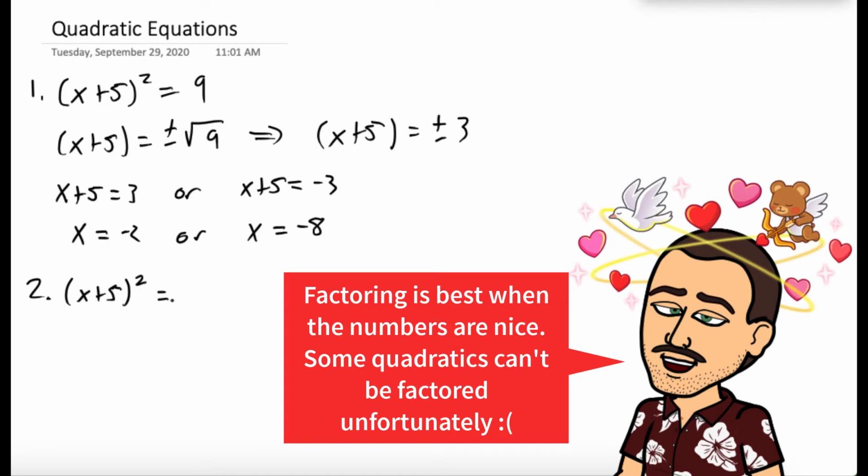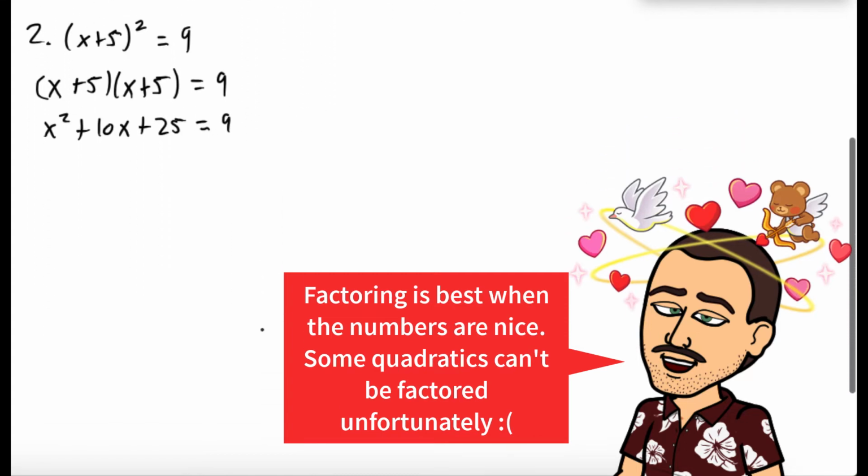So (x + 5)² = 9. What we could do now is distribute out what (x + 5)² is. Well, it's (x + 5)(x + 5), and that's equal to 9. So using FOIL, we have x² + 10x + 25 = 9. We could subtract over the 9, and we get x² + 10x + 16 = 0.